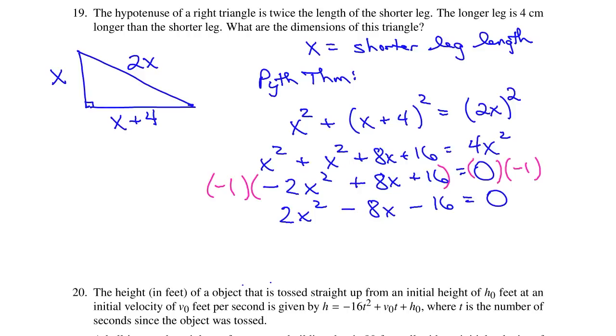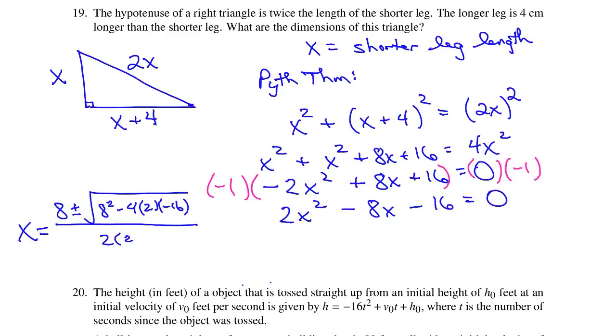And to solve that, I'm going to use the quadratic formula. So this would be 8 plus or minus the square root of 8 squared minus 4 times 2 times negative 16 over 2 times 2. This was an application problem, so you can use your calculator and you can come up with the answer of 5.464 centimeters. The other answer is negative and doesn't count.